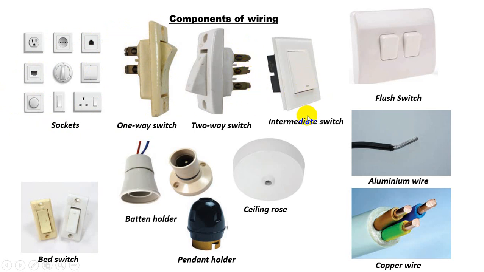This is the intermediate switch. This will be used for belling, the tumbler type. And these are the flush type switches. This is also used for lighting purposes. And these are the bed switches. This also we know. These are the various types of holders. This is the batten type holder. This is the pendant type holder, which is hanging, and for hanging purposes we'll use the ceiling rose. And this is the aluminum wire.